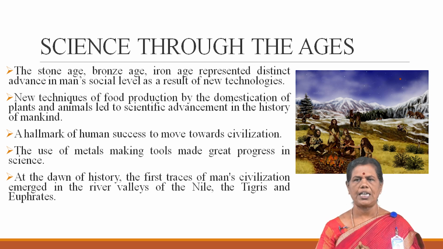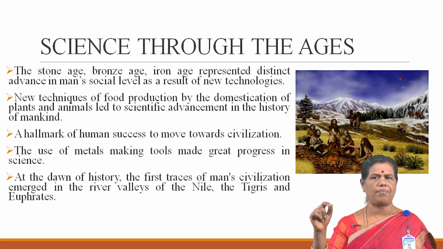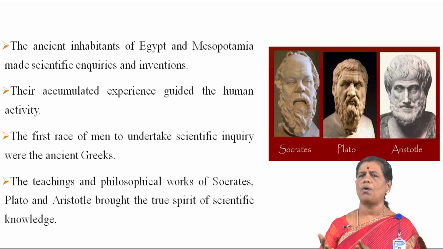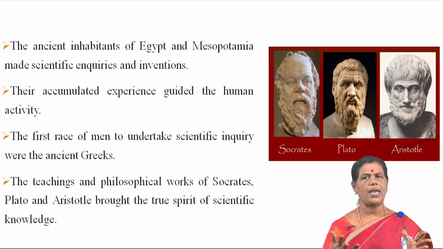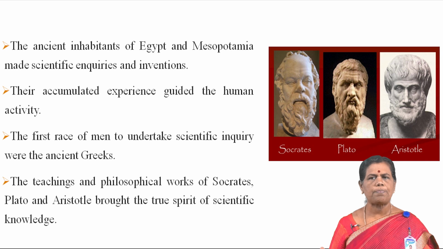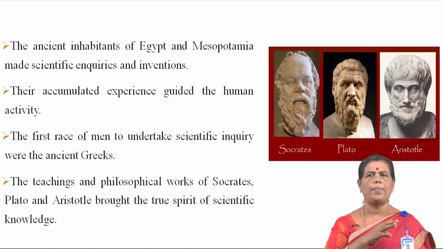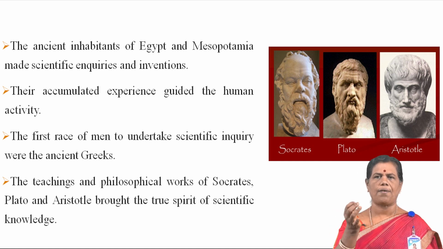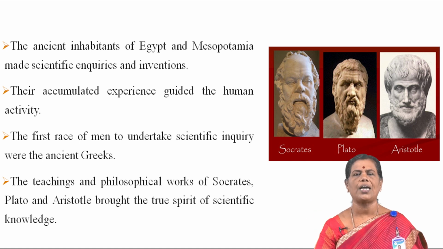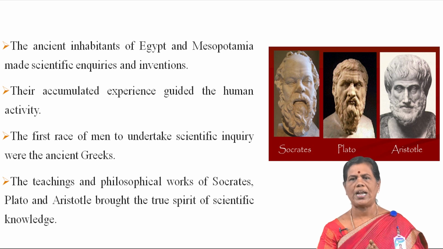So at the dawn of history, the first traces of man's civilization emerged in the river valleys of the Nile, the Tigris, and the Euphrates. The ancient inhabitants of Egypt and Mesopotamia made scientific enquiries and inventions. Their accumulated experience guided human activity. That is, in the civilization of Egypt and Mesopotamia, on the rivers Euphrates and Tigris, the ancient inhabitants made scientific enquiries and inventions.